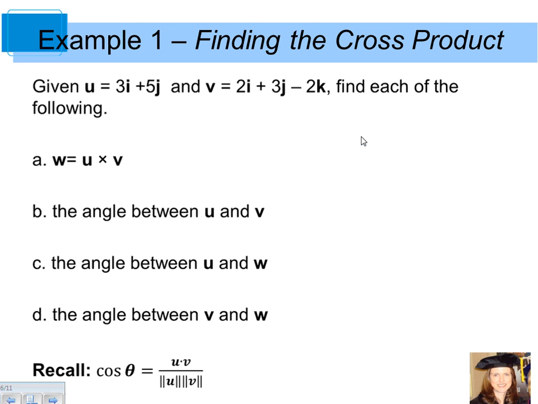Here's another example of finding the cross product. Suppose we're given vector u, which has components 3i plus 5j, and vector v that is equal to 2i plus 3j minus 2k. Let's find each of the following.